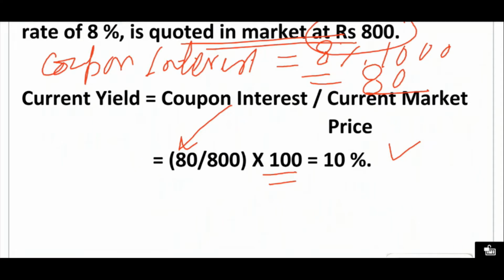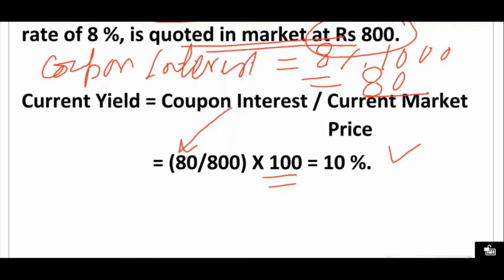So what is the formula of current yield? It is coupon interest divided by current market price. One more thing you have to keep in mind. It is calculated only for 1 year. Whatever coupon interest you are receiving for 1 year, we'll put here. So I put here 80, divided by 800, divided by the market price, and into 100 to convert to percentage.